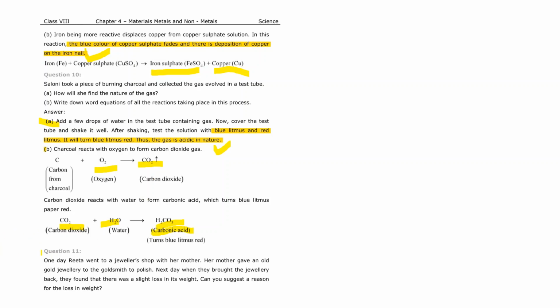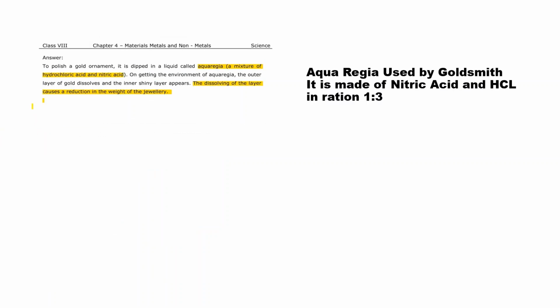Now question number 11: one day Rita went to the jewelry shop with her mother. Her mother gave an old gold jewelry to the goldsmith to polish. Next day, when they got the jewelry back, they found that there was a slight loss in weight. Can you suggest a reason for this loss? As we see, the goldsmith polished our gold ornament. That means the goldsmith dipped this ornament into a liquid called aqua regia, which is a mixture of hydrochloric acid and nitric acid in the ratio 1:3, meaning one part nitric acid and 3 parts HCl.